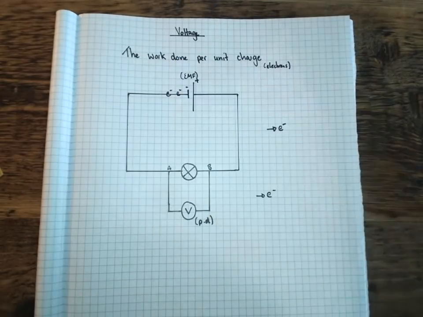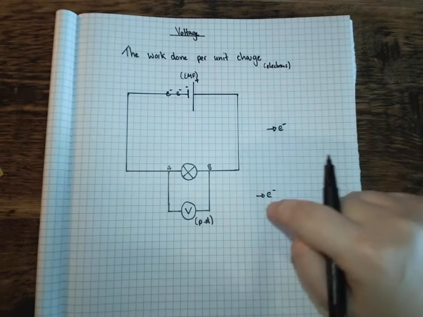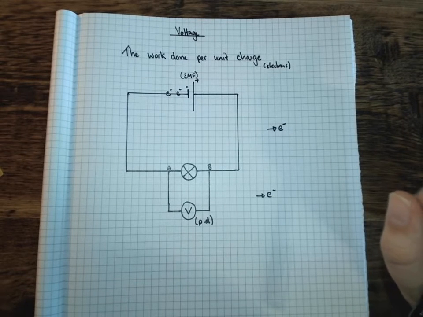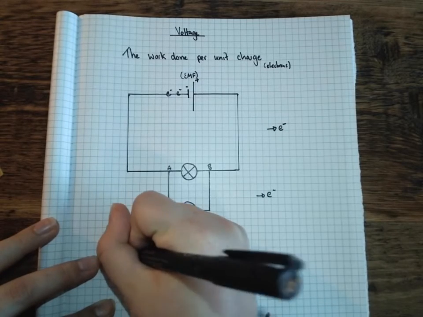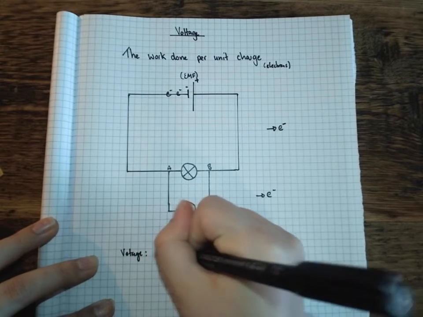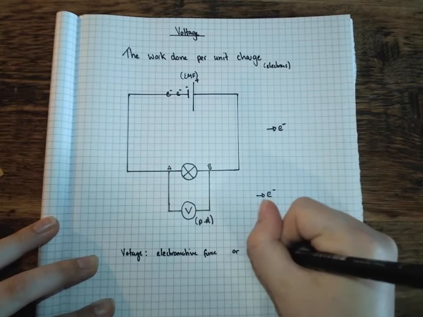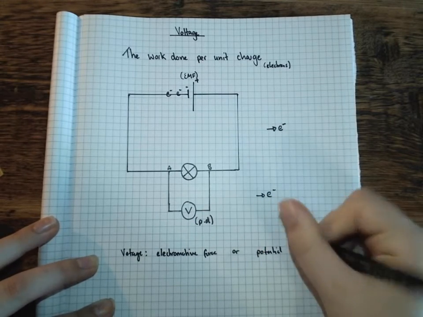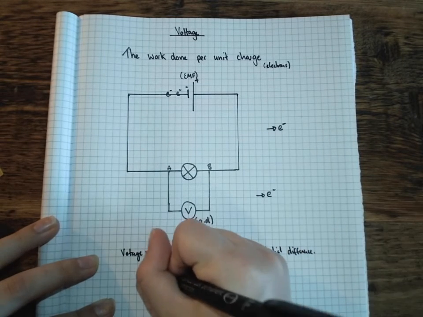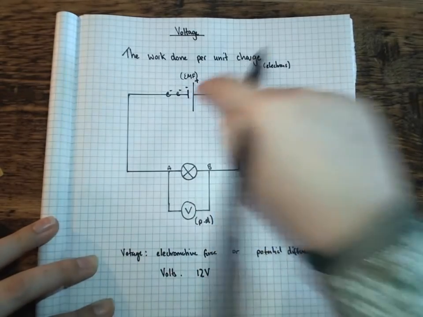So the work being done, like the energy, the push per unit charge. When we look at that, it's easy to think of it as how much push we're giving that electron, but that's a bit of a model way to think of it. Voltage can be known as the EMF, the electromotive force, or it's the potential difference. Okay, that's our two types. They're both measured in volts. So for example, I could have 12 volts from my power supply up here.